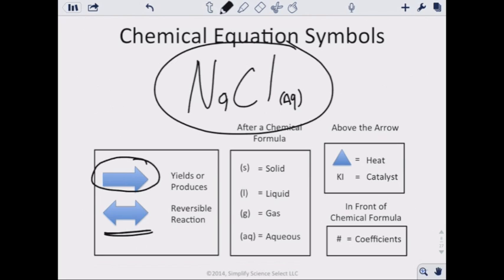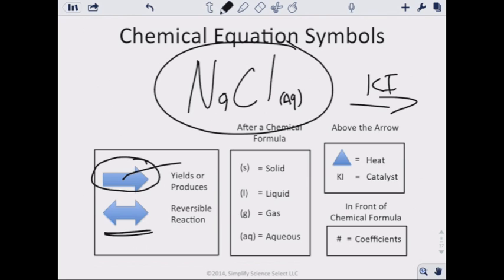So the wonderful arrow that we have right here, if we have that arrow and we have a triangle above it, that means that heat is added to it. That means that heat is necessary for the chemical reaction to kind of start. If we have our potassium iodide above the arrow, that just means that potassium iodide is a catalyst. It helps speed up that reaction.